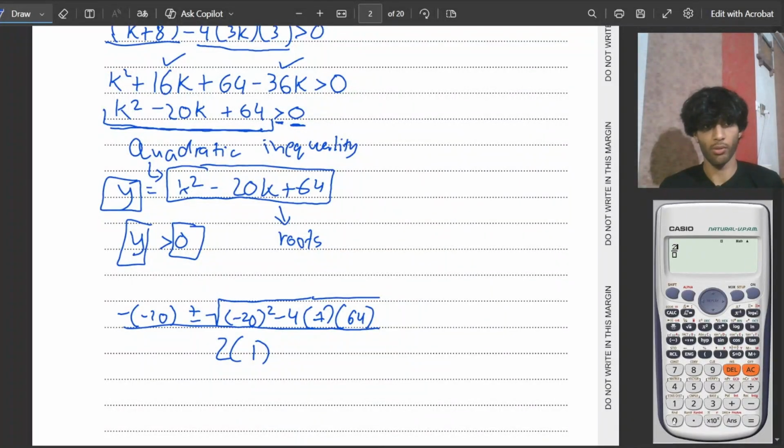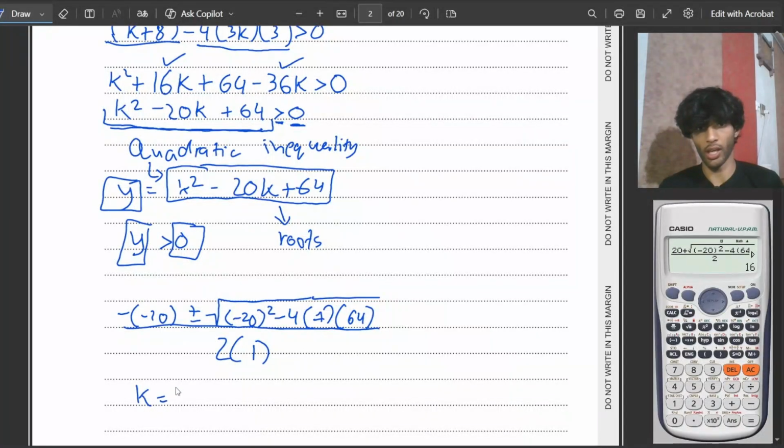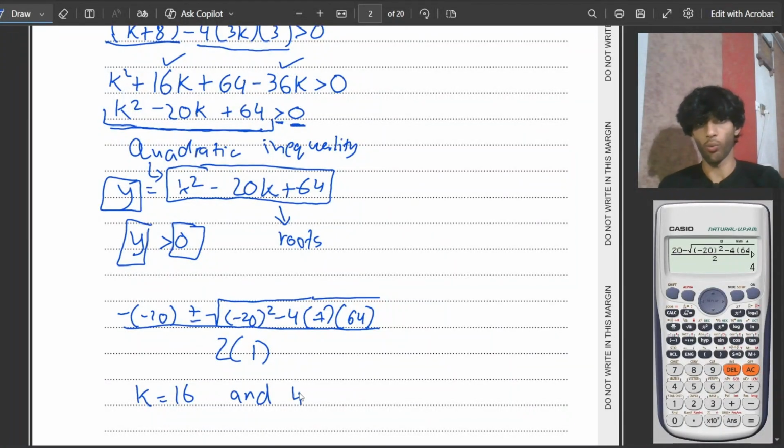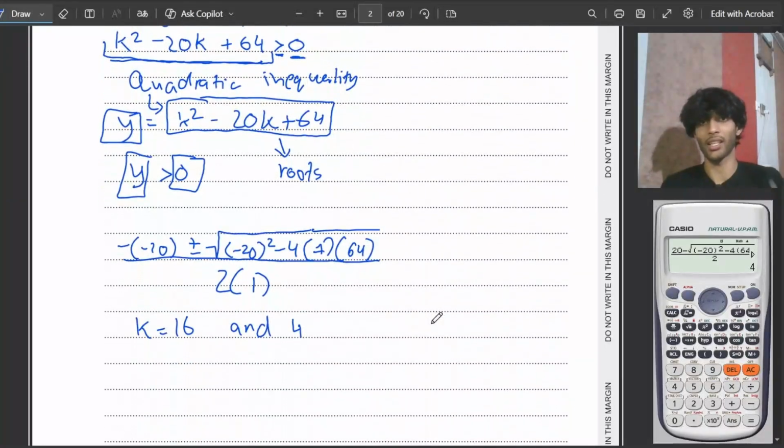So minus b is going to be 20, plus under root minus 20 squared, minus 4 times a, which is 1 so I don't have to write it, times c, which is 64, and I divide all of this by 2 times 1, that's 2. So I get 16, which means one of the values for k is 16, and then the other value for k, if I change this to a negative, I can find that value as well. So that is 4. So k is 16 and 4. Now, what are these k equals 16 and k equals 4 values? These are the roots. These are the root values.